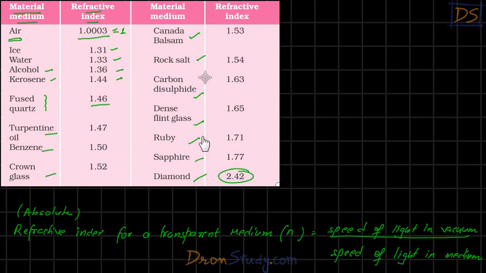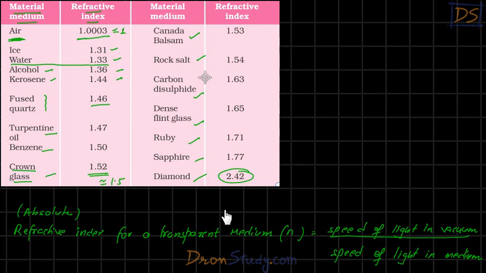So you don't need to remember all this. At the most, what you should remember is that refractive index of air is 1. Then refractive index of water is 1.33, and refractive index of glass is 1.5. So this is crown glass. Refractive index of crown glass is 1.52, but you can take it as 1.5. So this is all you need to remember, not other things.